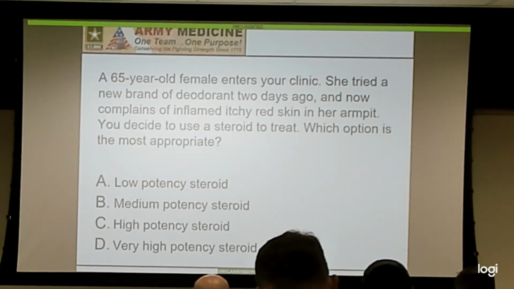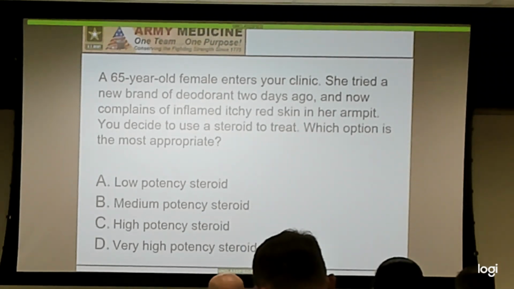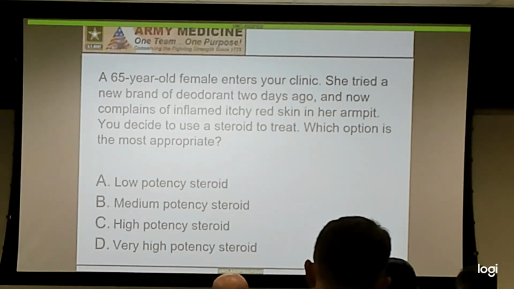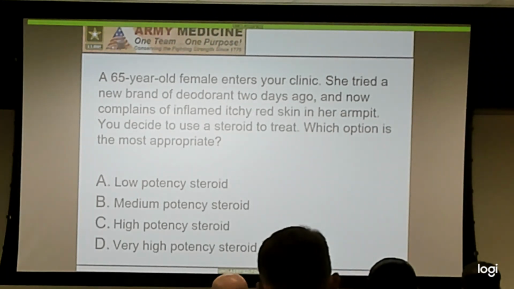Here is a question for you. Right side, what do y'all say? Left side, what do you say? What made you choose A?